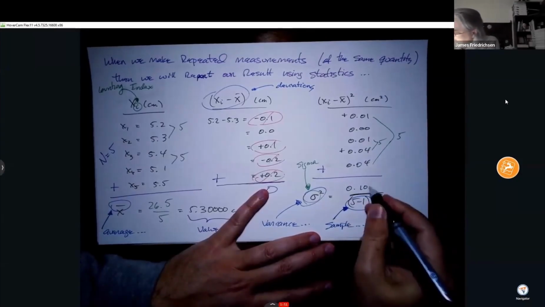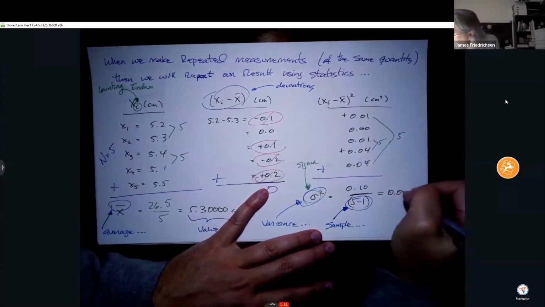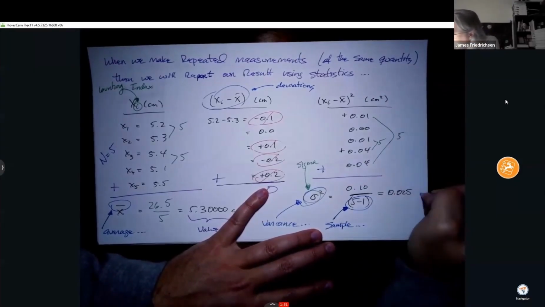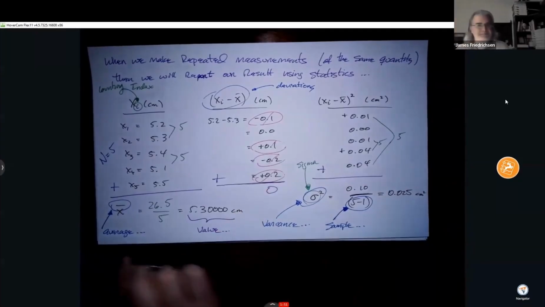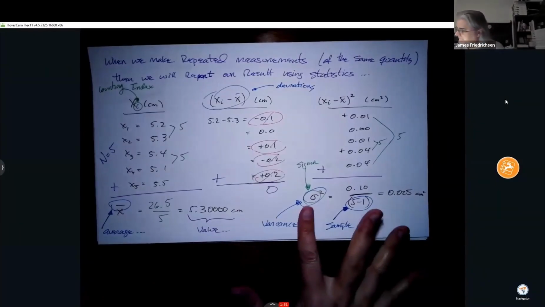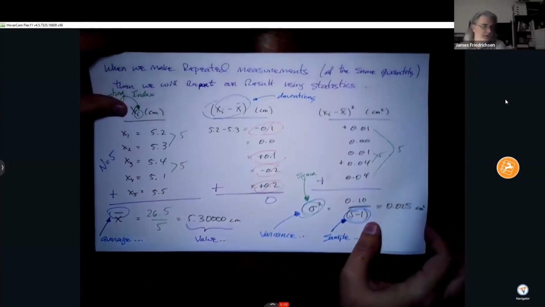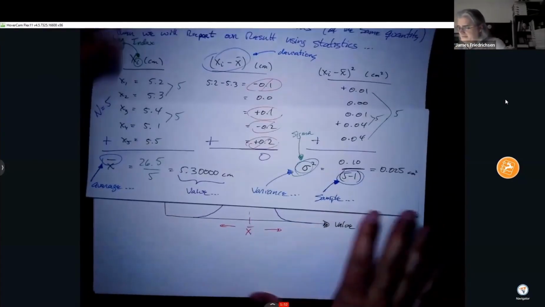So there we go. 10 divided by 4 goes in 2.5 times. So 0.025. And this is going to be in centimeters squared. All right. So that's our variance. And then in order to get the uncertainty, we're going to calculate our standard deviation. And so let me do that.